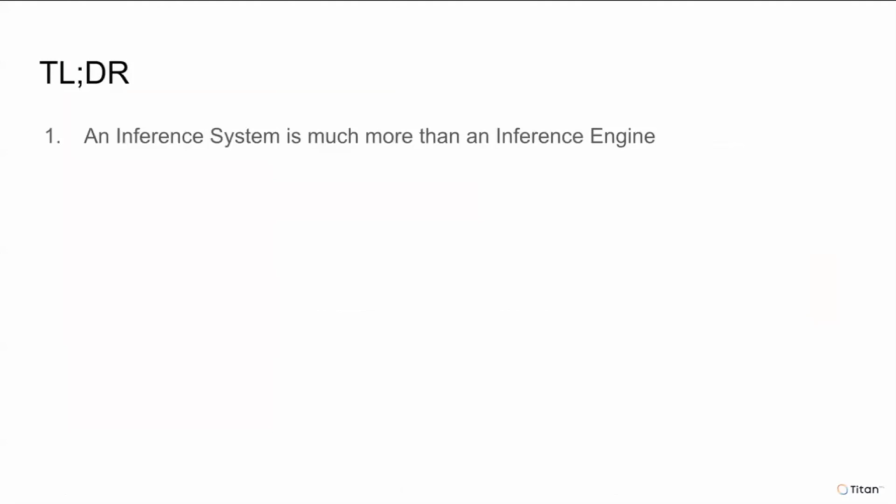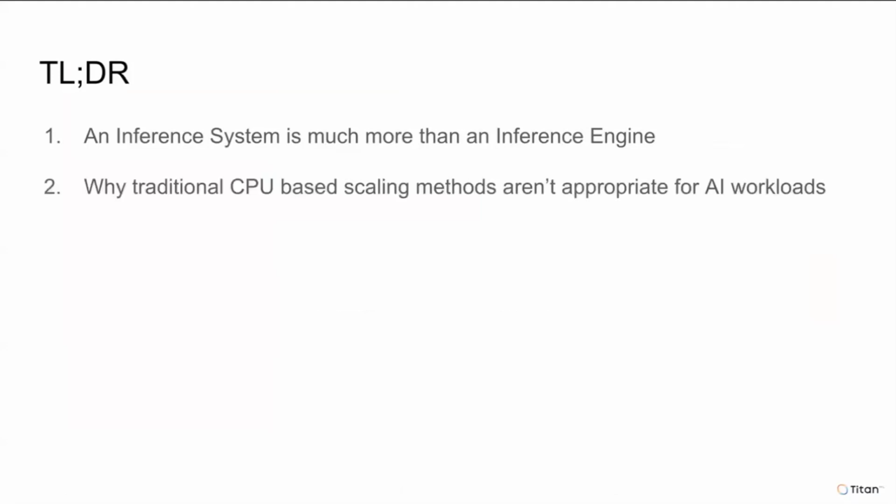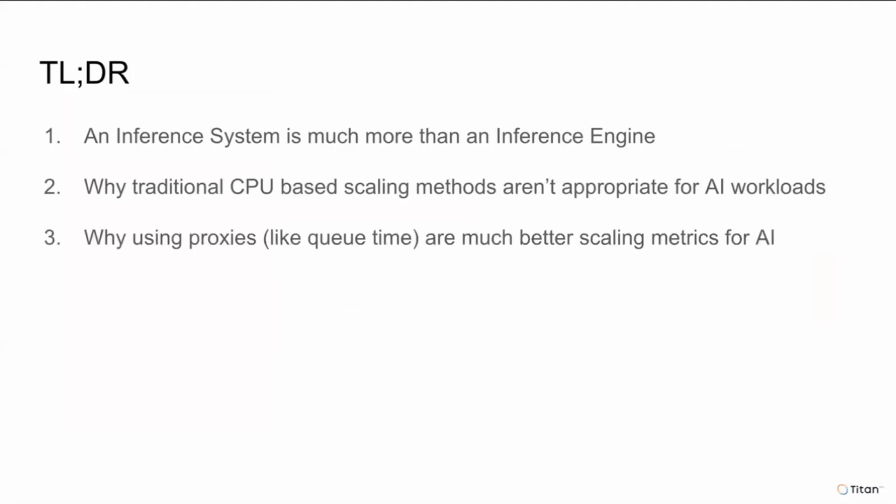Going back to our TLDR, an inference system is much, much more than an inference engine. There's a lot more complexity that goes into delivering these scalable APIs. Traditional CPU-based scaling methods aren't appropriate for AI workloads, but you can use pretty much the identical pattern as traditional scaling. But if you change the metrics from things like CPU load to better proxies, like in our case, queue time, they're much better scaling metrics for AI. So I'm going to pause there.